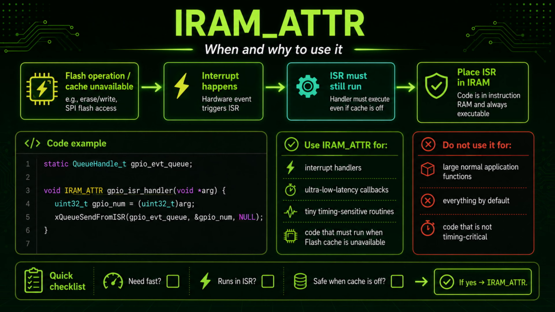A good interrupt handler should therefore be short. Set a flag, increment a counter, notify a task, or place an event into an ISR-safe queue. Then let a normal FreeRTOS task perform the heavy processing. You should not automatically add IRAM_ATTR to every function. Internal IRAM is limited, and placing unnecessary code there wastes valuable memory. Use it when the function genuinely requires deterministic, cache-independent execution.